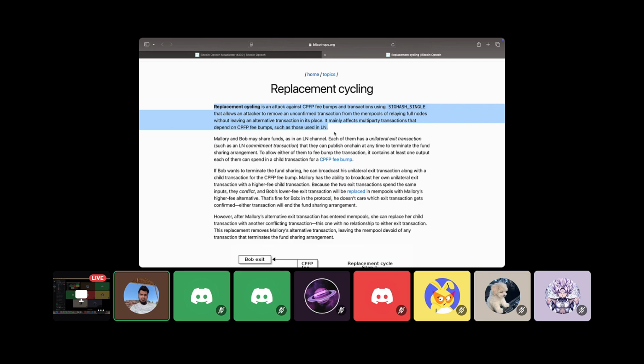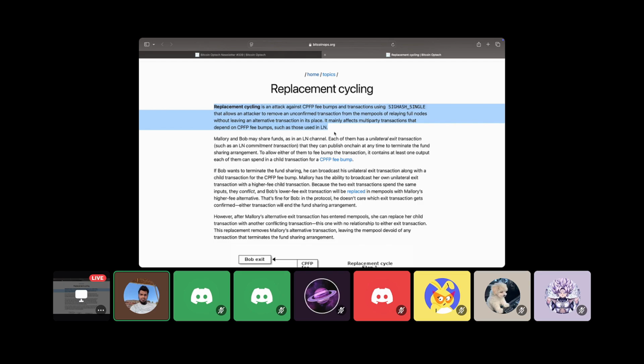That's what CPFP is. Okay, now replacement cycling is an attack against CPFP fee bumps and transactions using sighash single that allows an attacker to remove an unconfirmed transaction from the mempools. What's a mempool? Mempool is basically a data structure where unconfirmed transactions are stored, right?